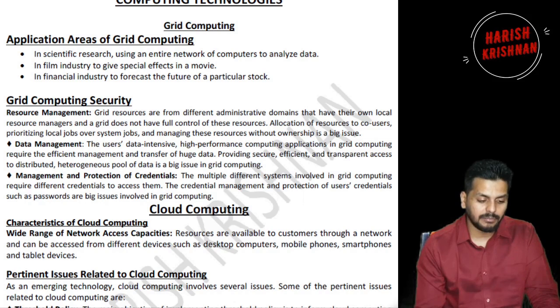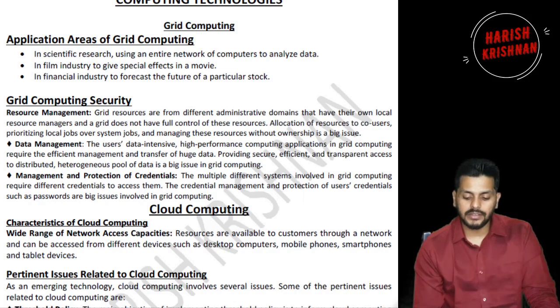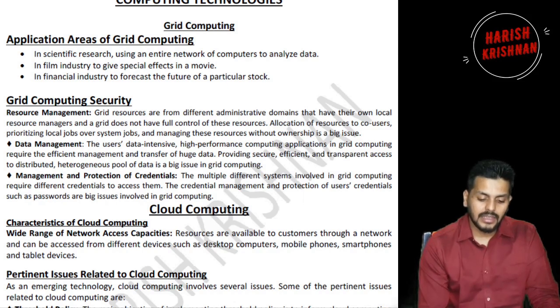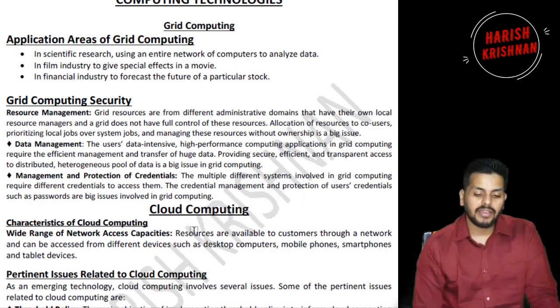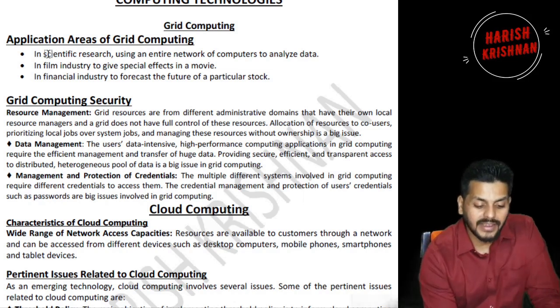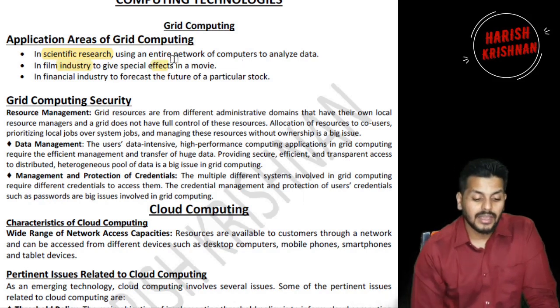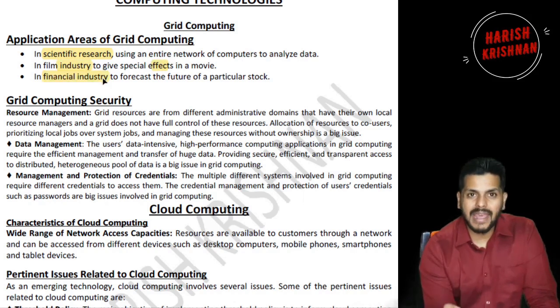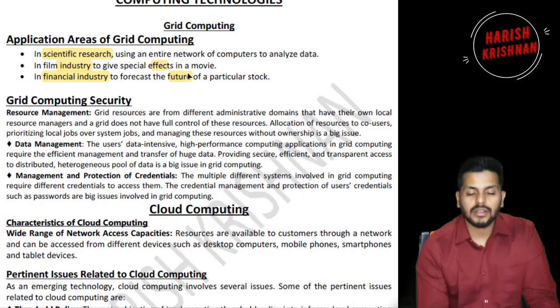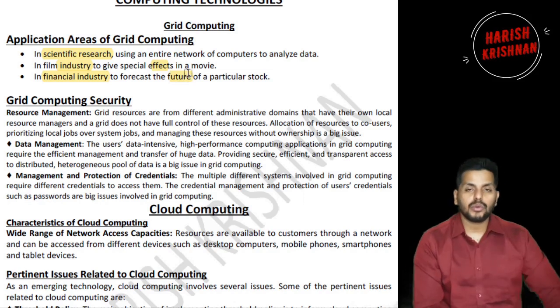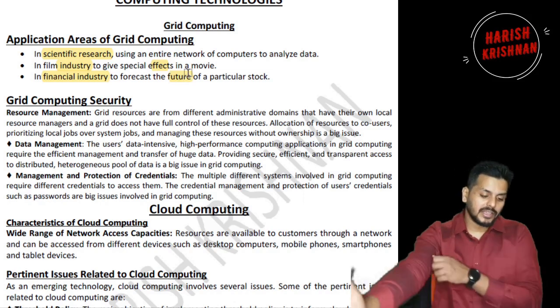Not many changes in grid computing, only 2 areas. Actually, not even a change. You can say it's an addition here, that the first part, application areas, that list is already there. Now 3 more have been added to that list. Where all grid computing is used: it's used even in scientific research, using an entire network of computers to analyze data. It's used in the film industry to give special effects to the movie, and it's used in the finance industry, like in banks and financial institutions, to forecast the future of a particular stock. Nowadays, a lot of stock recommendations are coming, right? So all those are also areas where grid computing can be used.